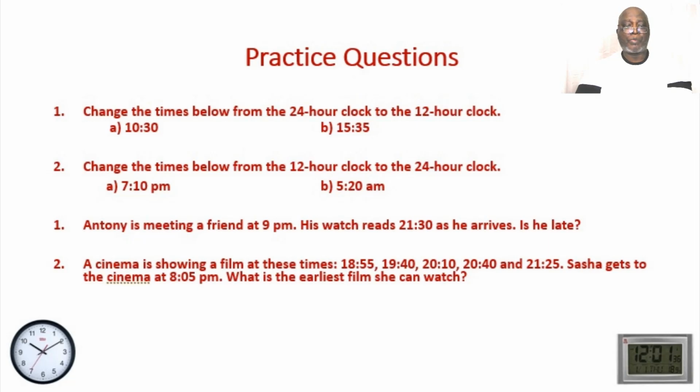A cinema is showing a film at these times: 1855, 1940, 2010, 2040 and 21:25. Sasha gets to the cinema at 8:05. So which of those times will she be able to watch the movie at?